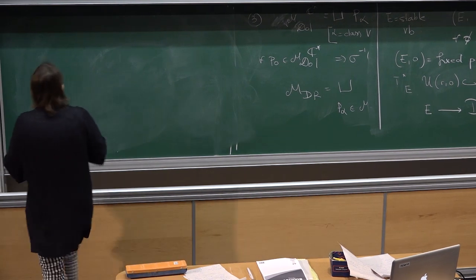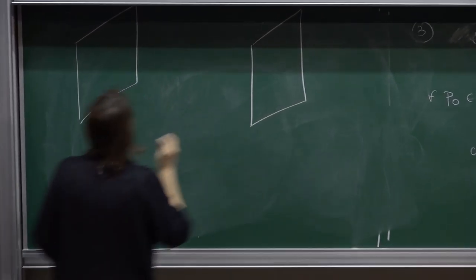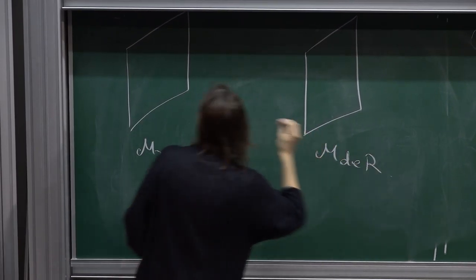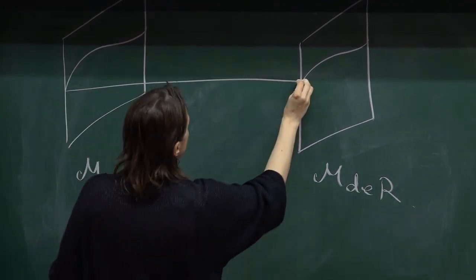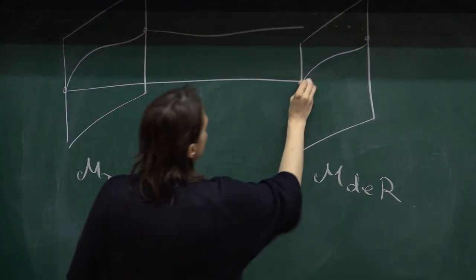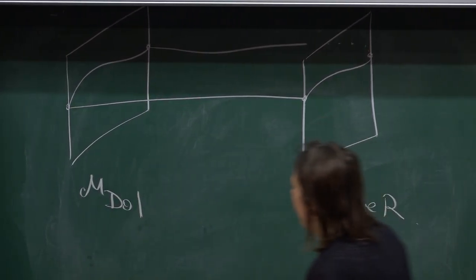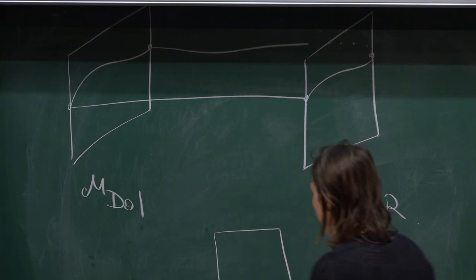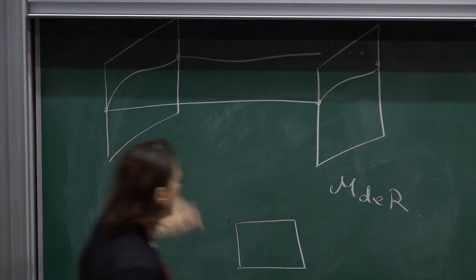So this is the Dolbeault and this is the de Rham, and here is the corresponding Lagrangian of the Dolbeault and the de Rham, and you have this kind of slice in the Hodge bundle. But this is saying that this is just trivial. So it's going to be a product between C and then one of these Lagrangians.